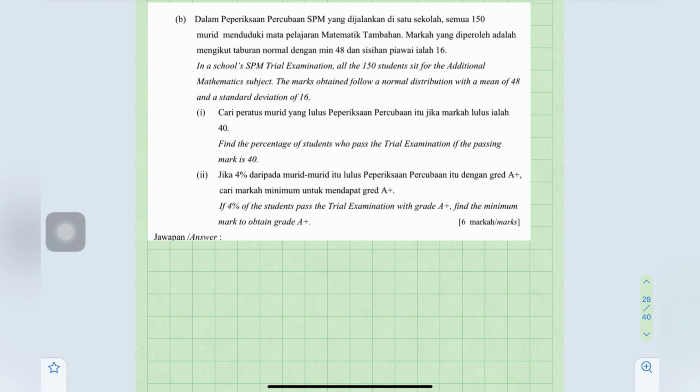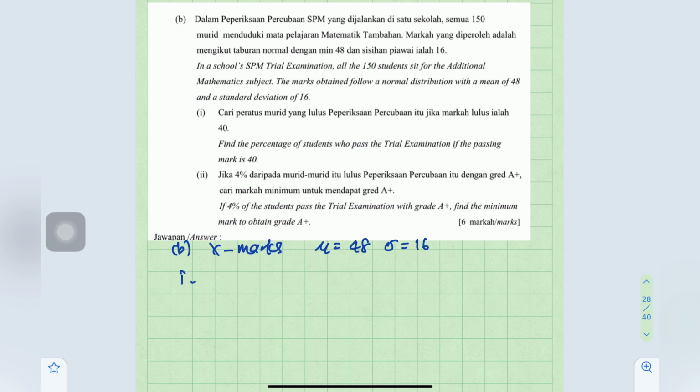B, in a school's SPM trial examination, although 150 students sit for the additional mathematics subject, the marks obtained follow a normal distribution with a mean of 48 and standard deviation 16. Okay, so it is normal, so X is marks, mu mean is 48 and standard deviation is 16. Okay, B1, find the percentage of students who passed the trial examination if the passing mark is 40.